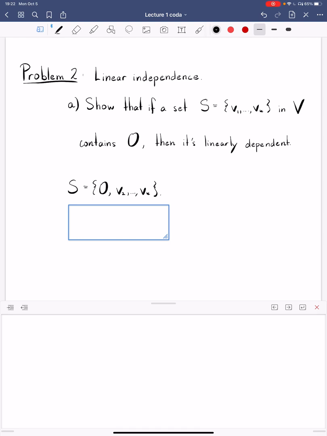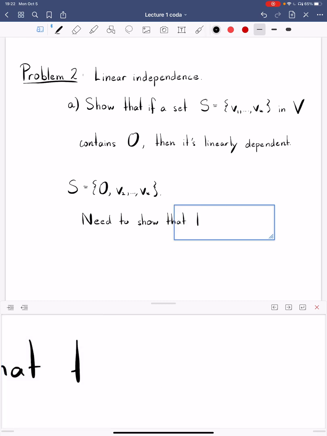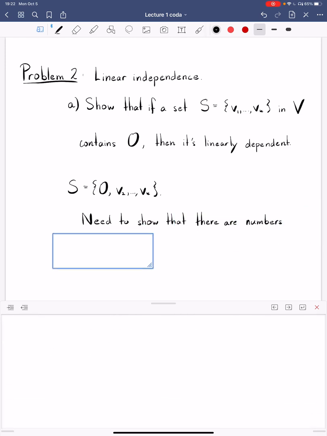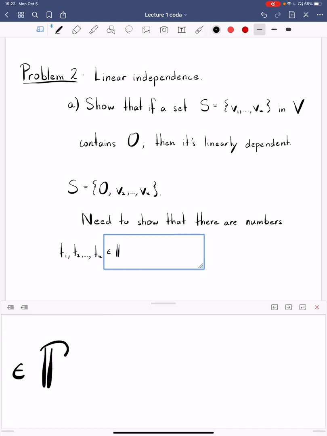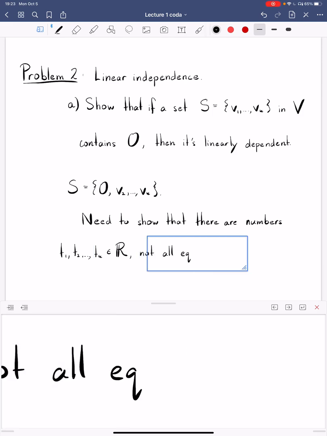So what do I have to do? I need to show that there are numbers. Numbers are often called scalars in linear algebra. So numbers, what should I call them? t1, t2, up to tk, real numbers. Let me back that up. Not all equal to 0.